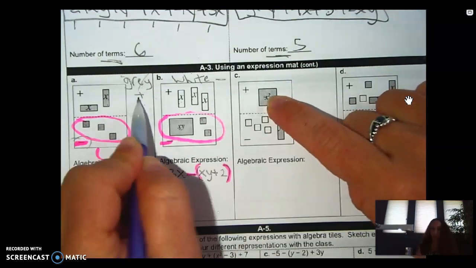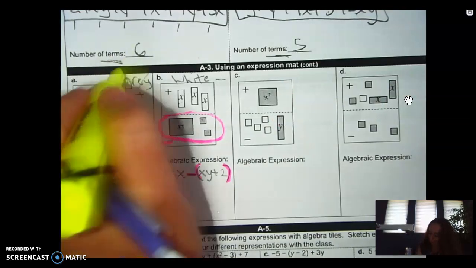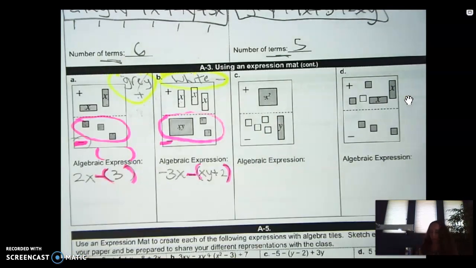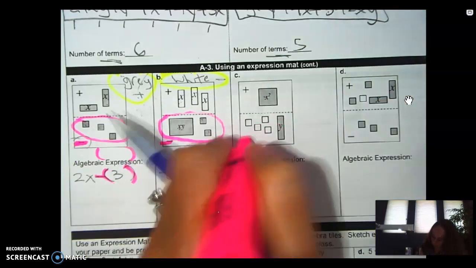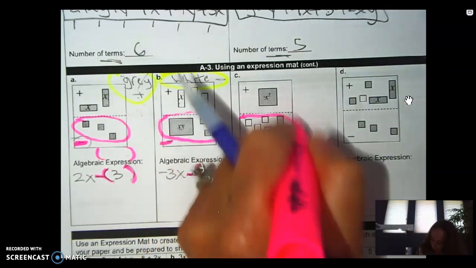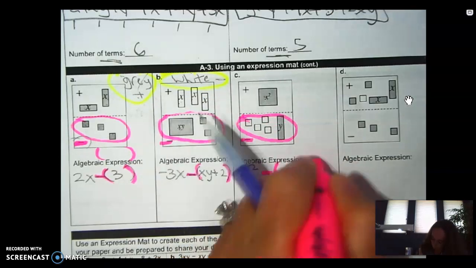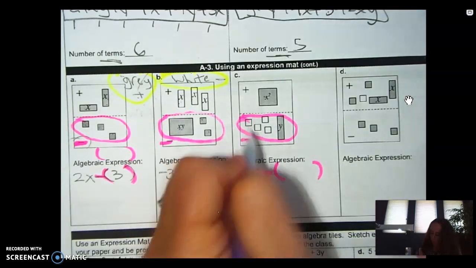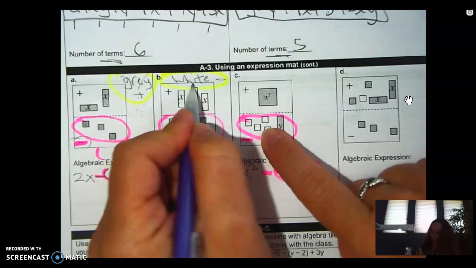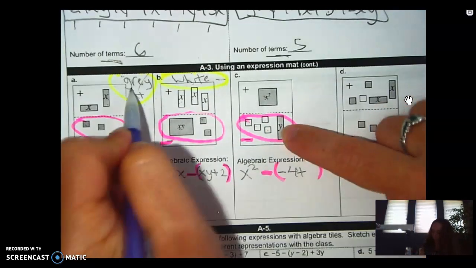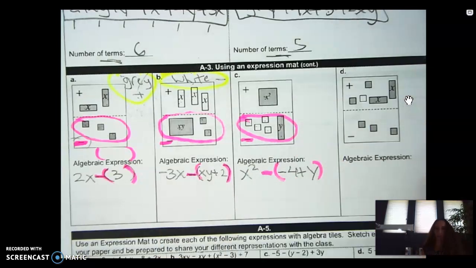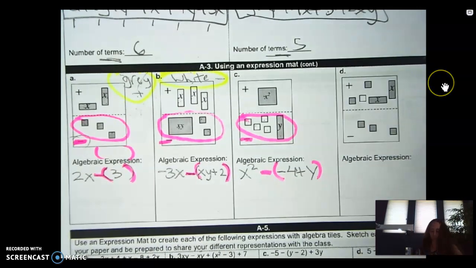Gray is positive. Okay, so let me make sure I highlight that. Gray is positive, white is negative. So that's gray, so that's x squared. Then I have minus all of this. So minus all of that. 1, 2, 3, 4, but it's white, negative 4, plus gray is positive, y. Let's go to the next one.